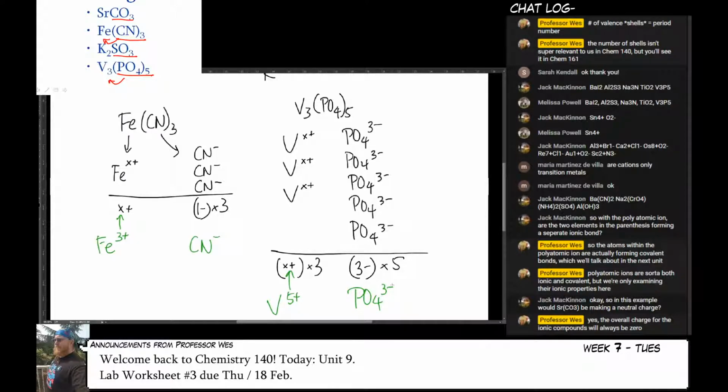All right, that's how we use polyatomic ions to determine charges and resulting ionic compounds. So make sure you get in enough practice with making these ionic compounds, because this will be a very key skill going into 161, where we're going to use it more.